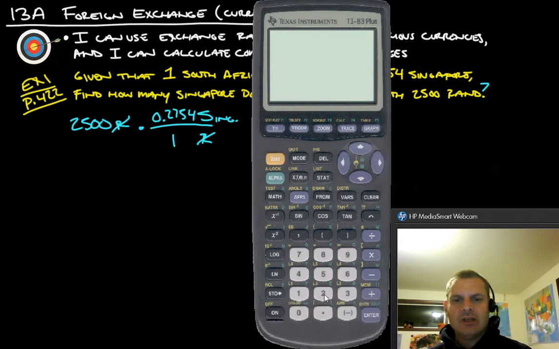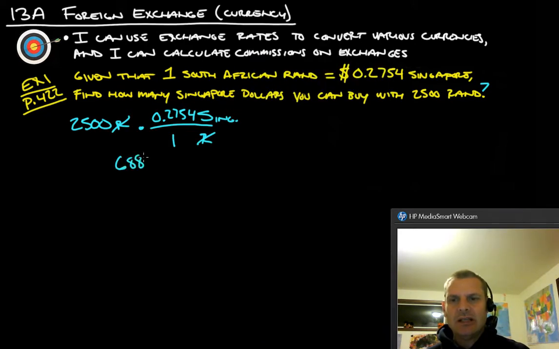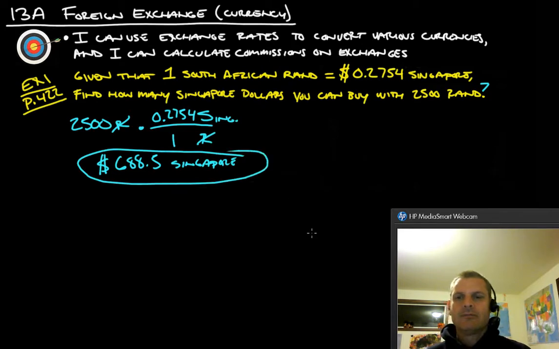So let's take 2,500 Rand and multiply that by 0.2754, and we get 688.5. Now we have Singapore dollars.